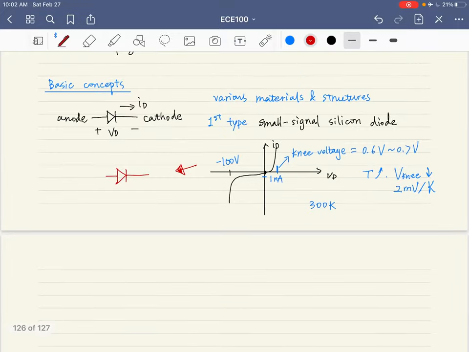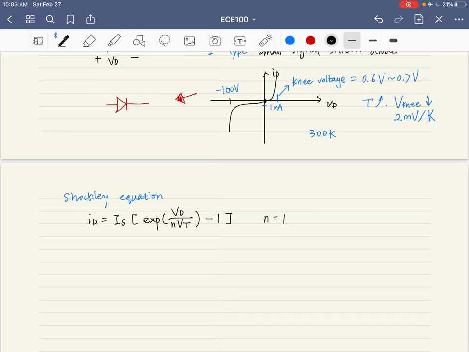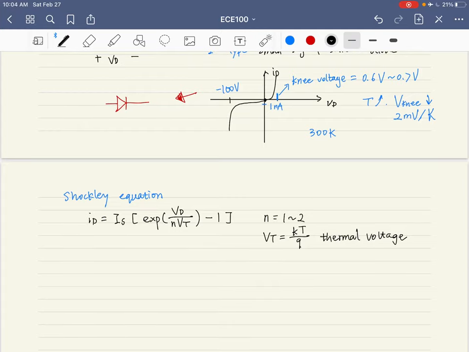And to approximate its behavior with an equation, we introduce the Shockley equation. Shockley equations can be written down in two forms. The first form is to describe ID in terms of VD. The function looks like the saturation current times e to the VD over N VT. N and VT are given, or you can calculate VT using the given conditions. In particular, N is usually 1 to 2, and VT is equal to kT over q, where k and q are constants. If you write it in terms of ID, it will be VD equals N VT ln of ID over IS plus 1. After class, you can verify that they are equivalent.